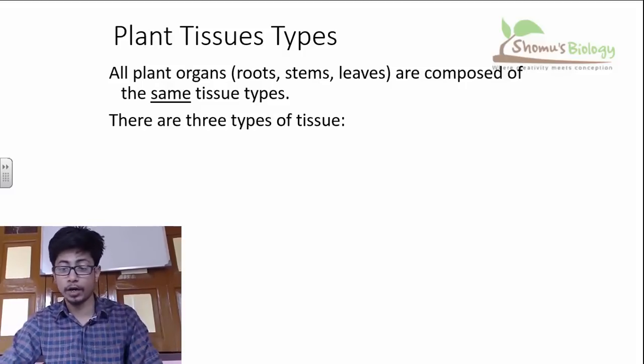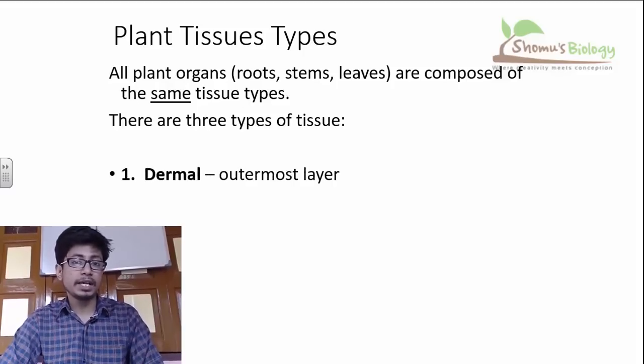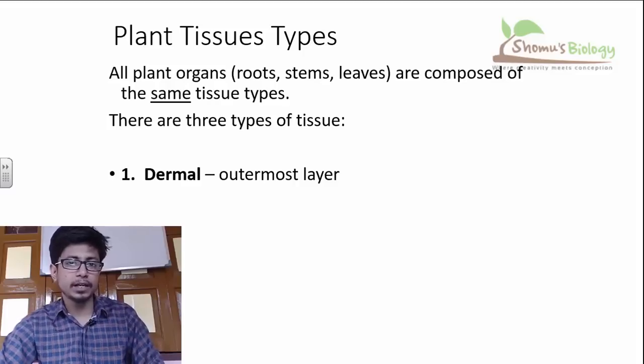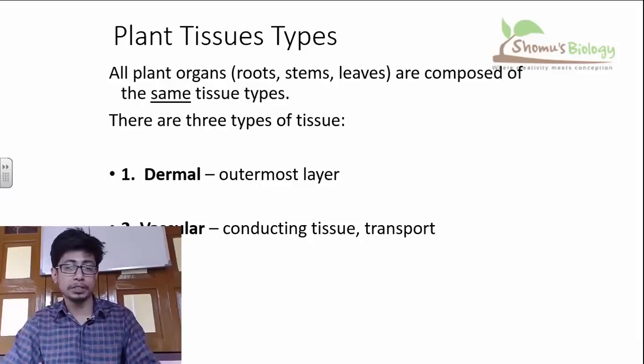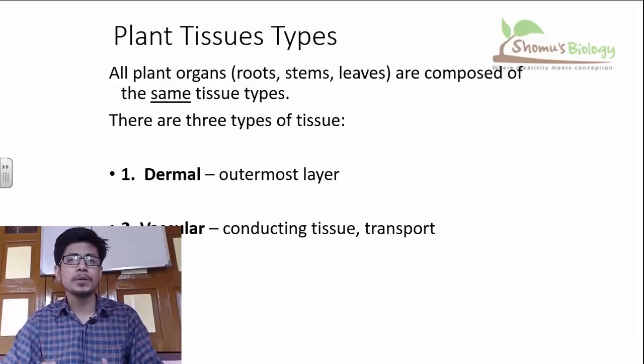It begins with the first type of tissue, called the dermal tissue. They are the outermost layer of a plant cell. And the second type of tissues are the vascular tissues. Vascular tissues are conducting tissues, and they help in transport of water as well as transport of sugar. They are called the vascular tissues. Examples are xylem and phloem. You probably heard those names a million times before.